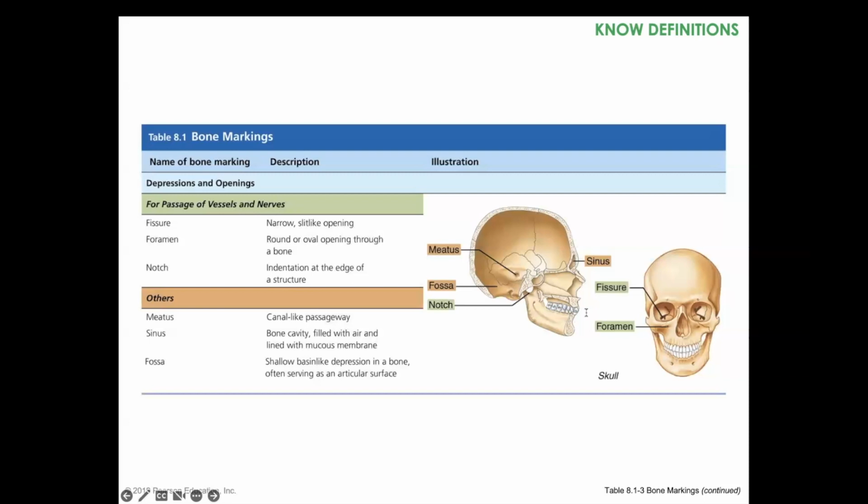And then lastly, a fossa is just a shallow depression that sometimes serves as the articular surface. There's really only two big ones you're going to need to know. One is the glenoid fossa. That's where the humerus attaches to the scapula. And there's another fossa in your hip where your femur connects to your pelvis. But again, that's more appendicular stuff, so we'll go over that next week.